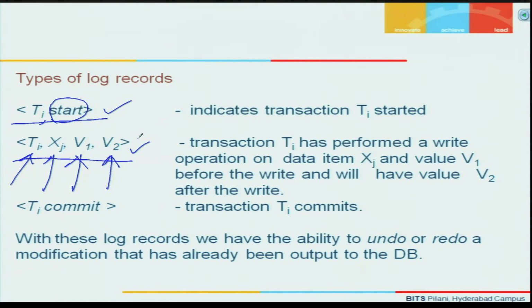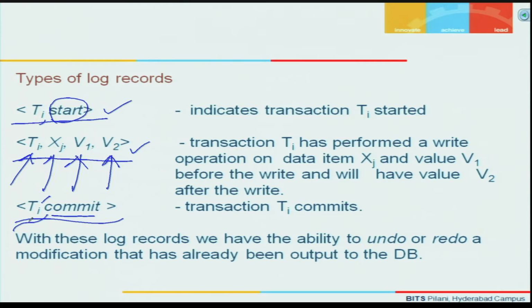And we only need to take care in the log records of the start and commit of the transaction, and the information related to the modifications done by the transaction to the database will be stored. And finally, once the transaction commits, we will make an entry in the log for the transaction Ti, saying that transaction Ti has committed. Once a transaction reaches the commit state, it cannot be rolled back.